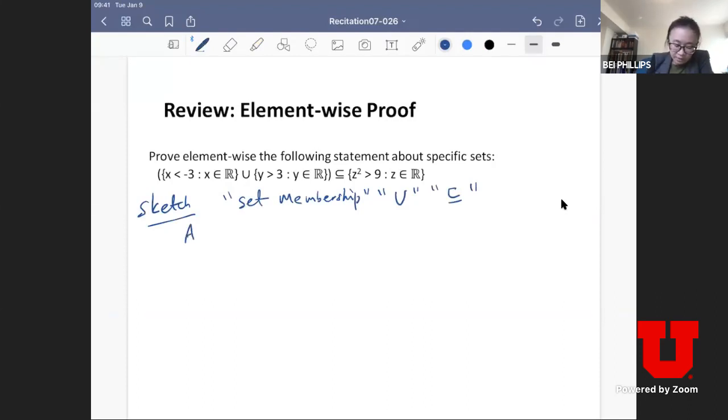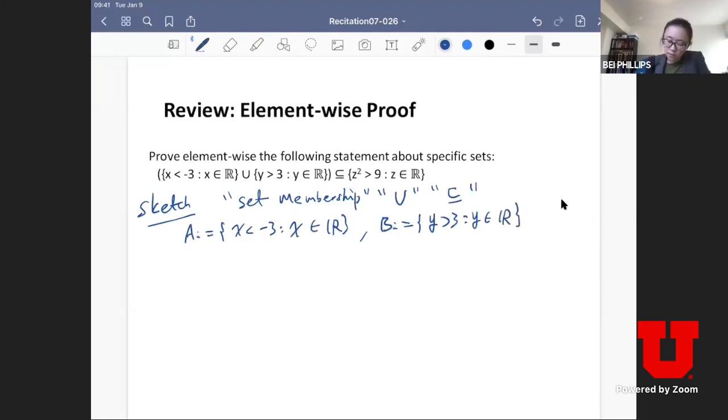I'm going to simplify my notation by defining the first set to be set A, the second set to be set B in the problem definition, and set C is the one on the right-hand side. Those are all real numbers. And then the problem is we want to show A union B is a subset of C.